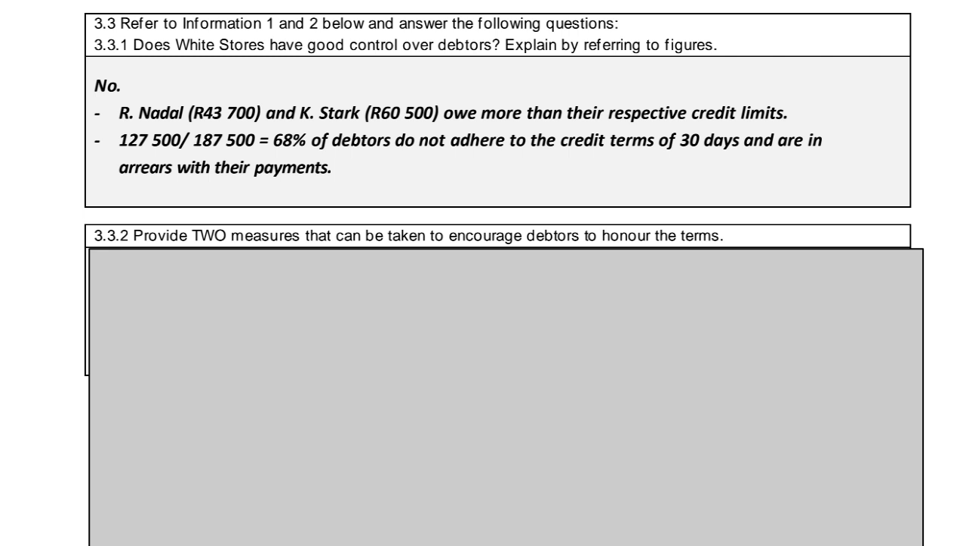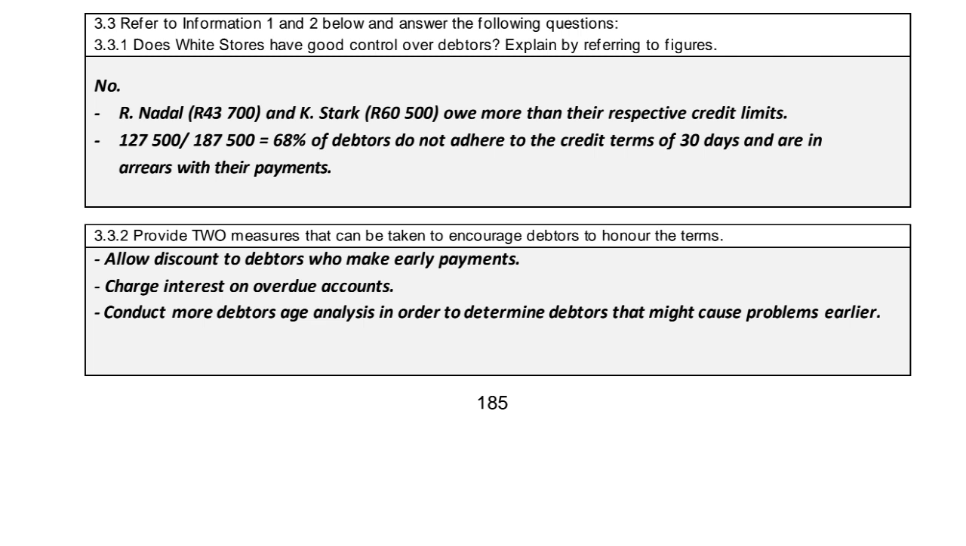3.3.2. Provide two measures that can be taken to encourage debtors to honor their terms. Allow discount to debtors who make early payments, charge interest on overdue accounts, and conduct more debtors' age analysis in order to determine debtors that might cause problems earlier.